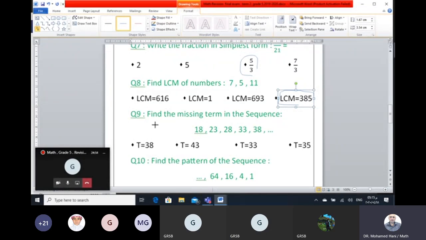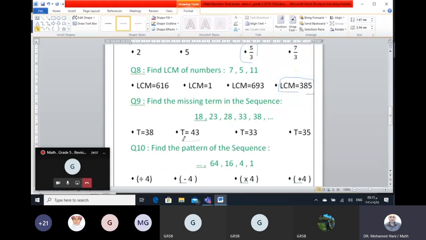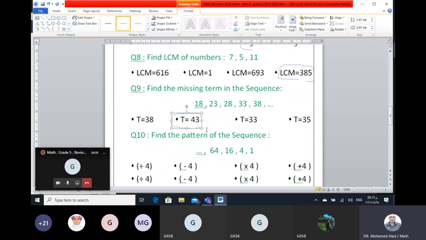The right answer here will be 43. Why? When you study the pattern, we have 18, then 23. We add 5. Then 23, then 28, add 5. Then 28, then 33, add 5. Then 33, then 38, add 5. So the pattern is adding 5. To find the missing term, just add 5 to the last term. 38 plus 5 will be 43.